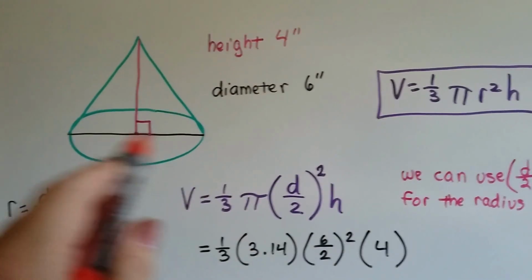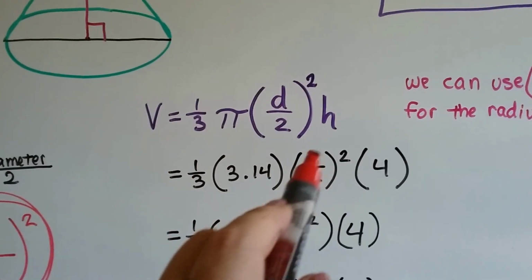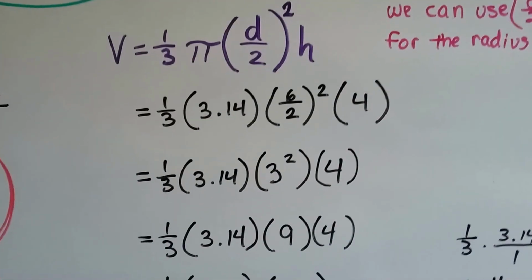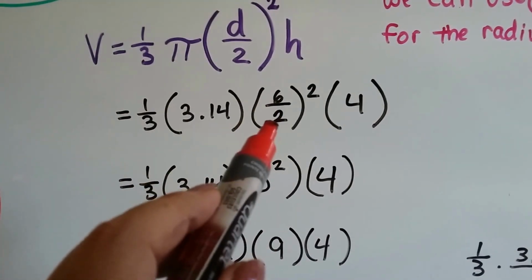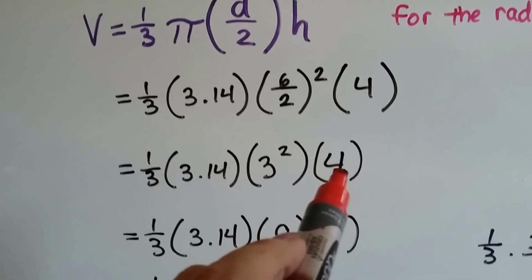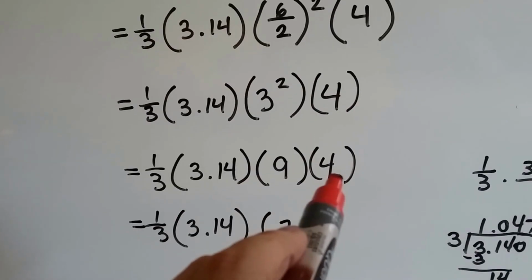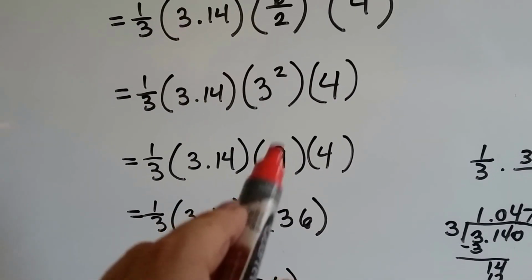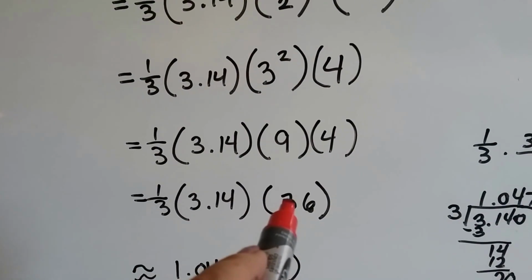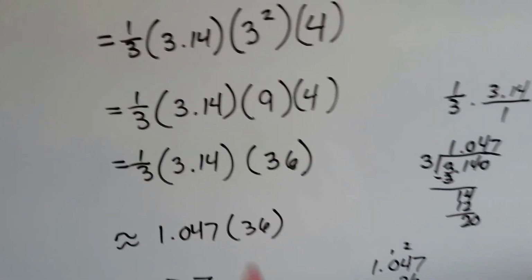Now, if this is 6 inches, that means the d over 2 is 6 over 2. And 6 over 2 is 3, right? So now we've got 3 squared. We drop the 4 down. 3 squared is a 9, isn't it? And we drop the 4 down again and these down. Now we have 9 times 4, and that's 36. So now we've got 1/3 times 3.14 times 36.